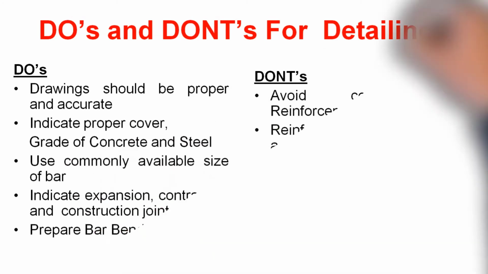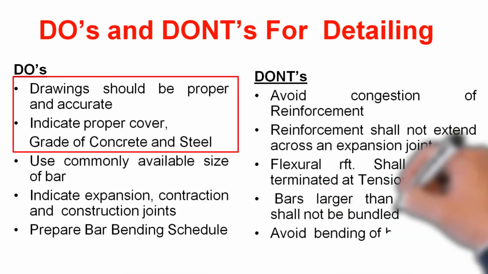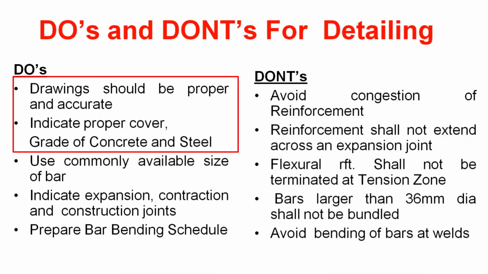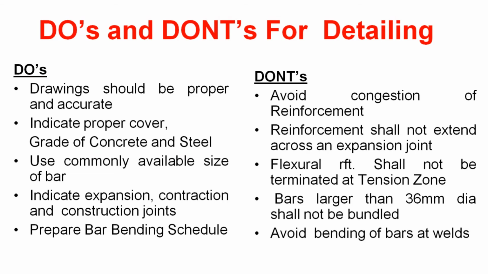Some of the do's and don'ts for the detailing. The drawing should be proper and accurate, and it should indicate proper cover, grade of concrete and the type of steel to be used. Use of commonly available size of bar should be mentioned. It should indicate the expansion and contraction and any other construction joints. We should prepare a bar bending schedule. We should avoid congestion of reinforcement.